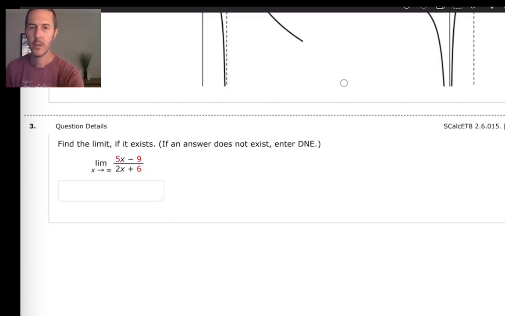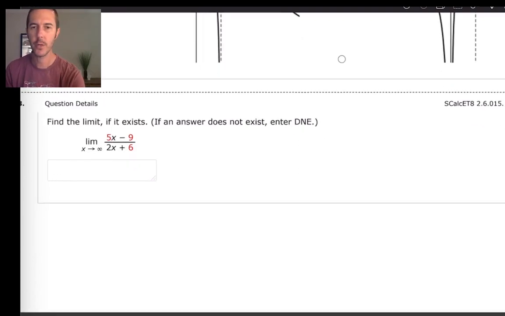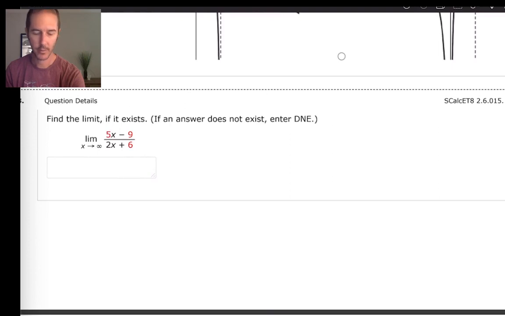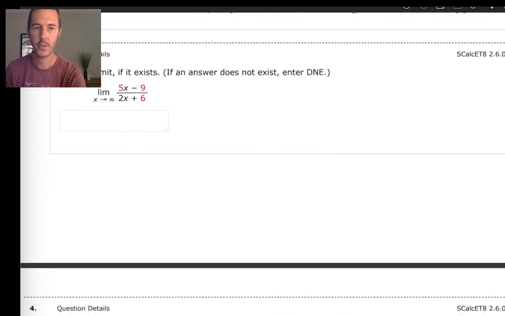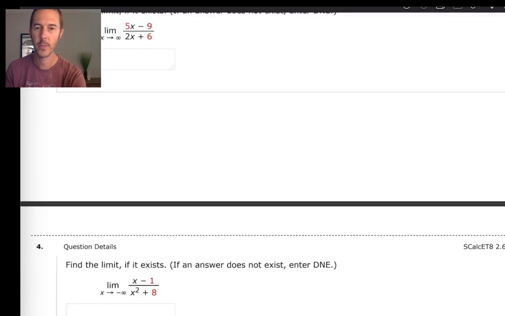Problem number 3, we saw a problem like this earlier in the video. This is a rational function. You need to divide the numerator and denominator by your variable to the largest power. So you'll be dividing by x in the numerator and denominator. Don't forget to distribute your division to all terms.